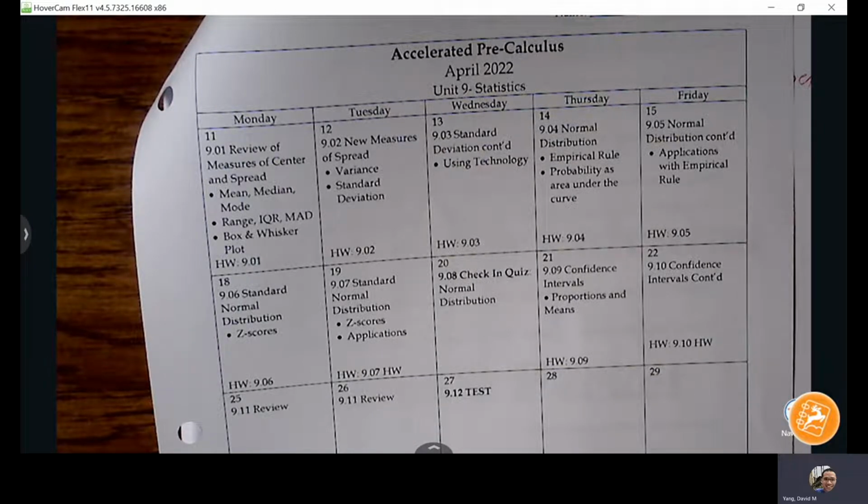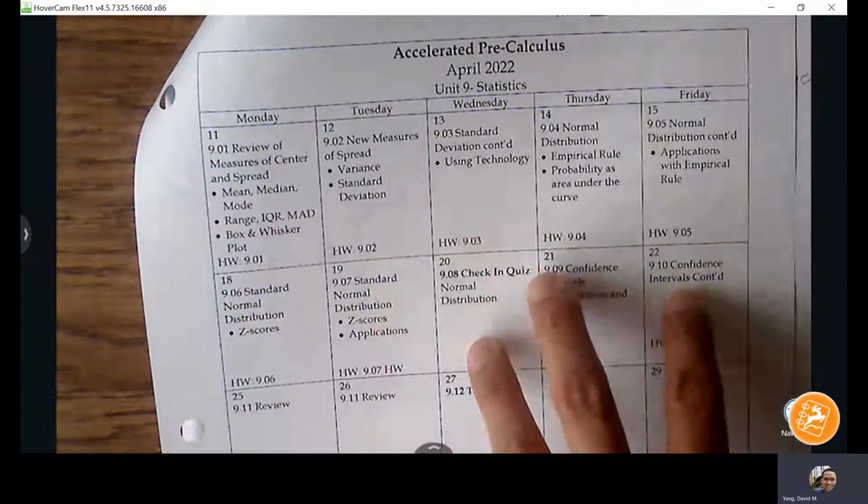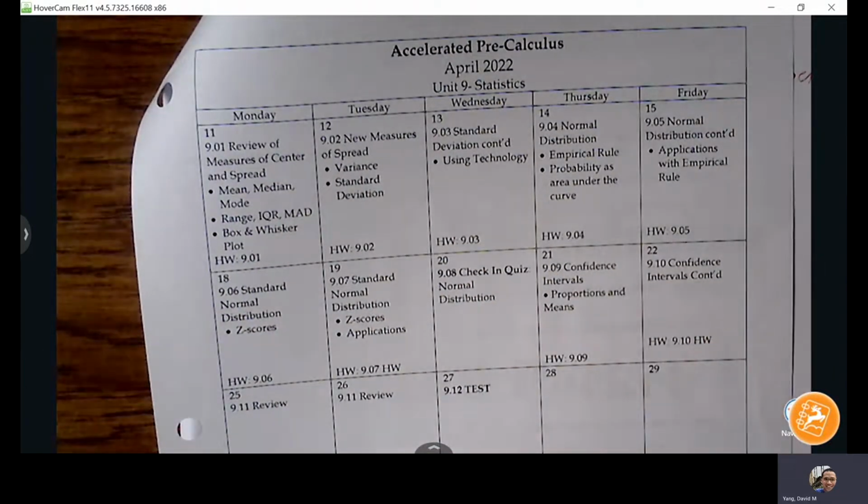So we're starting our unit on stats. This week, there's no assessments. We're just going to be going through the notes. This is the last page of your packet. So if you go to the last page, the calendar is on the second last page. The last page has a list of useful formulas that we'll be using over the course of this unit.